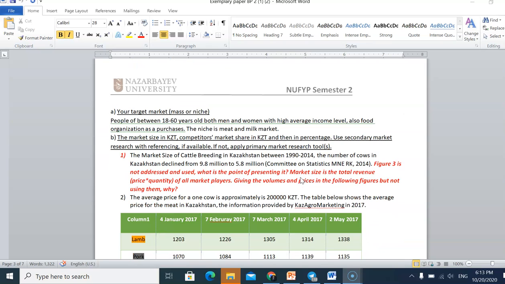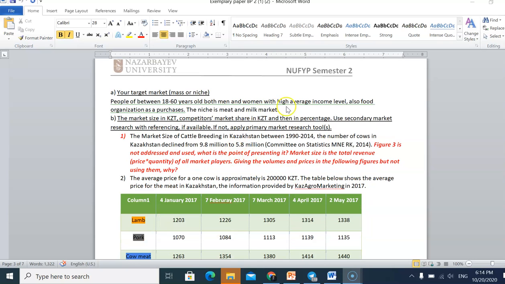Okay, let's move on. Now, the target market, mass or niche, it actually specifies. In this particular case, I think this is a mass market, because almost everyone eats meat and consumes dairy products, milk, for example. Yeah, so there is a minor mistake here.